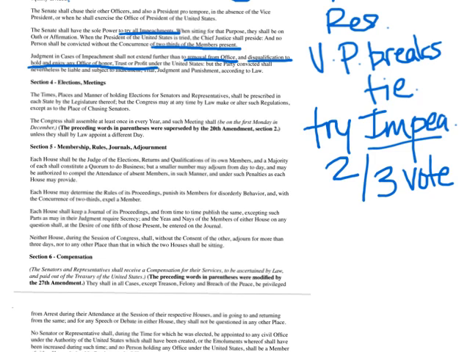But the party convicted shall nevertheless be liable and subject to indictment, trial, judgment, and punishment according to the law. So even though the impeachment can only take them out of office and disqualify them from holding future office, they can still be tried in a normal court and still get normal punishments too, if what they did was a crime. So that's the Senate.